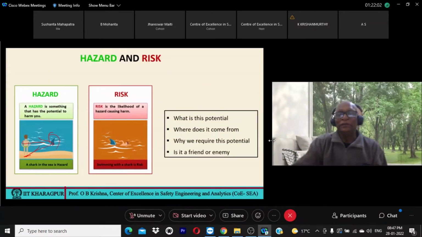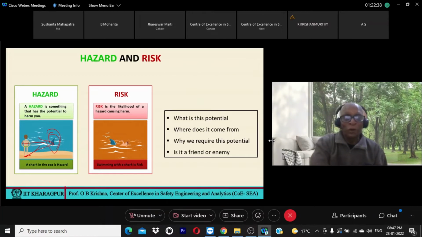Before I take up the PtD model, I should explain what safety is. To understand that, you should know hazard and risk. What is hazard? Hazard is some potential energy which can harm you. Like the shark here, it has got potential to harm people.